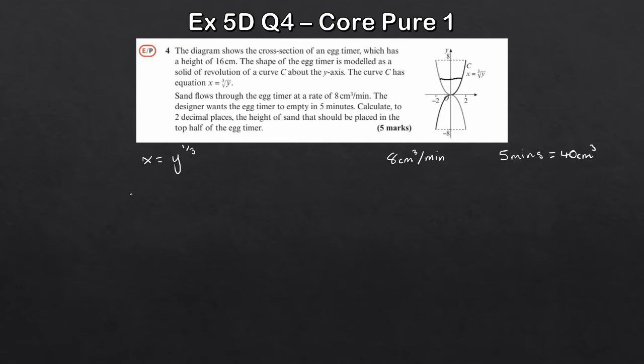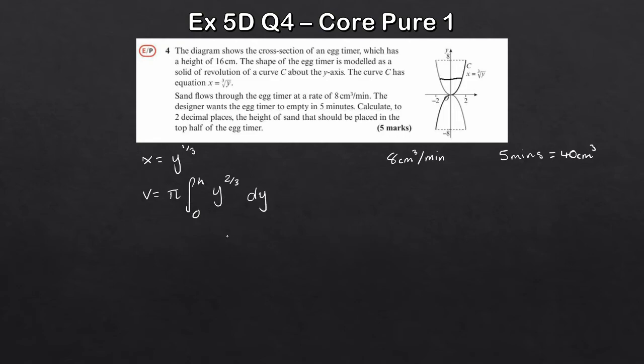So we know we're doing it about the y-axis. So V is equal to pi times the integral. Now, the limits, if we call this point here h, because we don't know what that is, we're just looking for the height of it. And my lower limit has to be 0. That's when the timer finishes, when it runs out. So my limits are h and 0, and it's going to be x squared. Now, x is y to the power of a third, so x squared is going to be y to the power of a third raised to the power of 2, so that'll be y to the 2 over 3. And obviously in this case it'll be dy.